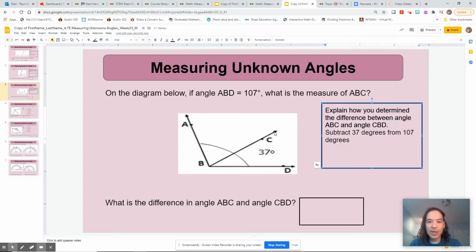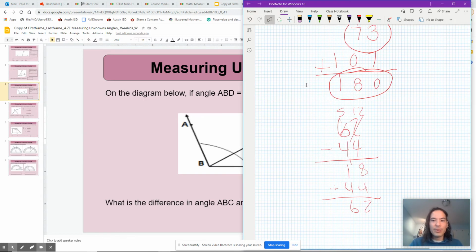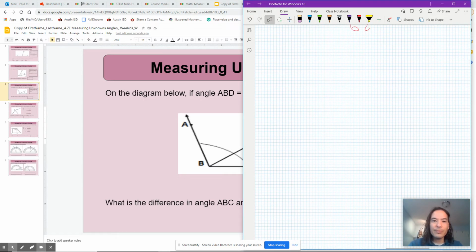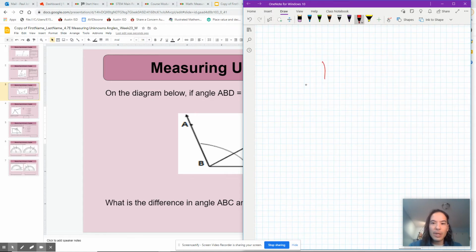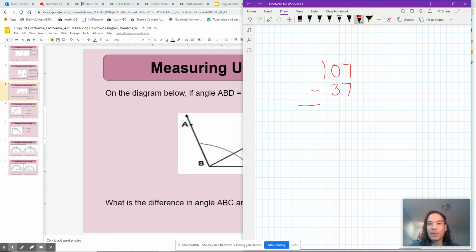All right. So our total is 107. We have a piece, which is 37. So we need to find the other part. We have the part, we have the whole. Let's find the other part. We're going to take 107 and subtract 37. 7 minus 7 is 0. Let's borrow. 10 minus 3 is 7. So it looks like we have 70 degrees. I'm going to add 37 back to this just to make sure that I did my work right. Looks good to me.